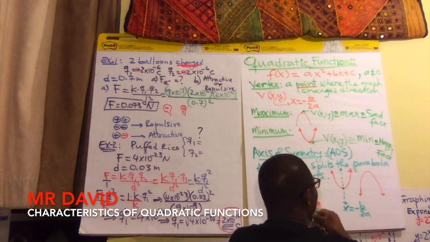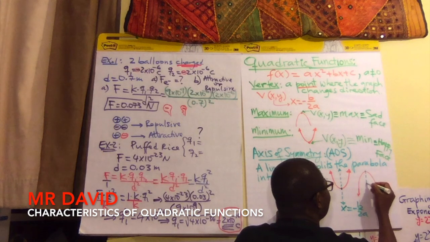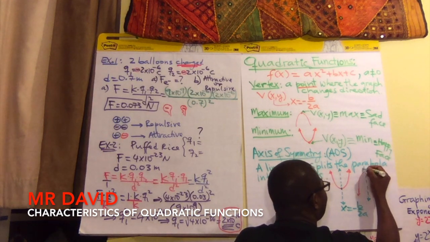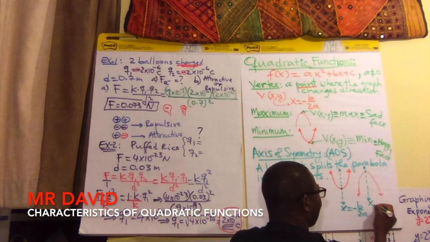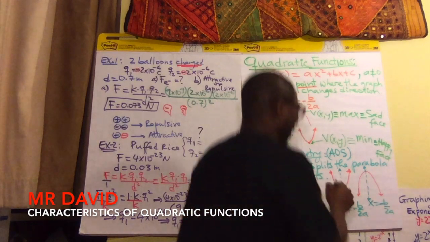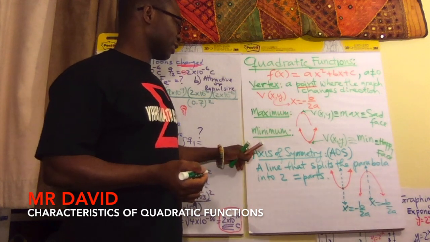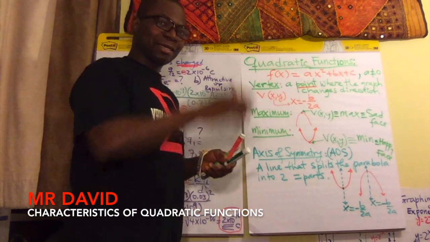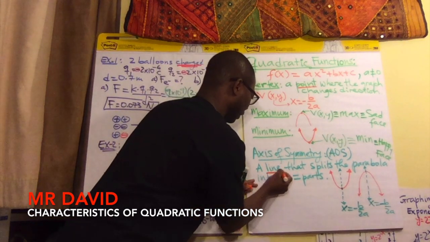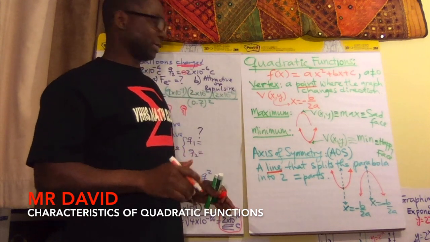Okay, my vertex is right here on top, so that's where the line of symmetry, the axis of symmetry, goes. This is also the same as x equals negative b over 2a. That's the line of symmetry or axis of symmetry. Remember, the axis of symmetry is a line, a vertical line. For this class, we're only going to focus on the vertical line.